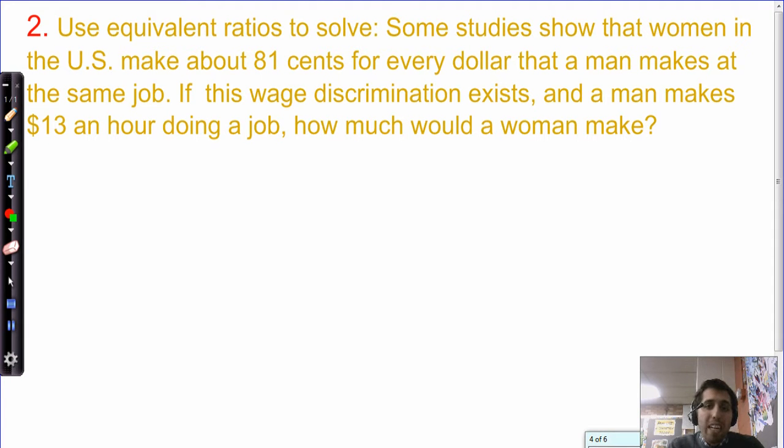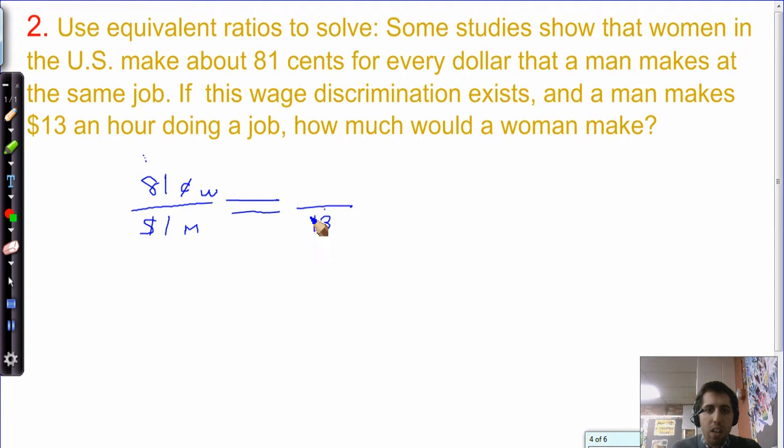And it says, if this wage discrimination exists and a man makes $13 an hour doing a job, how much would a woman make? So the first thing we need to do is just write the ratio that we have already. So if we have 81 cents for a woman at a job, she would earn 81 cents for every $1 for a man doing the same job. We want to know if the man is making $13, how much will the woman be making? That looks like 13 million, but it's just for men.